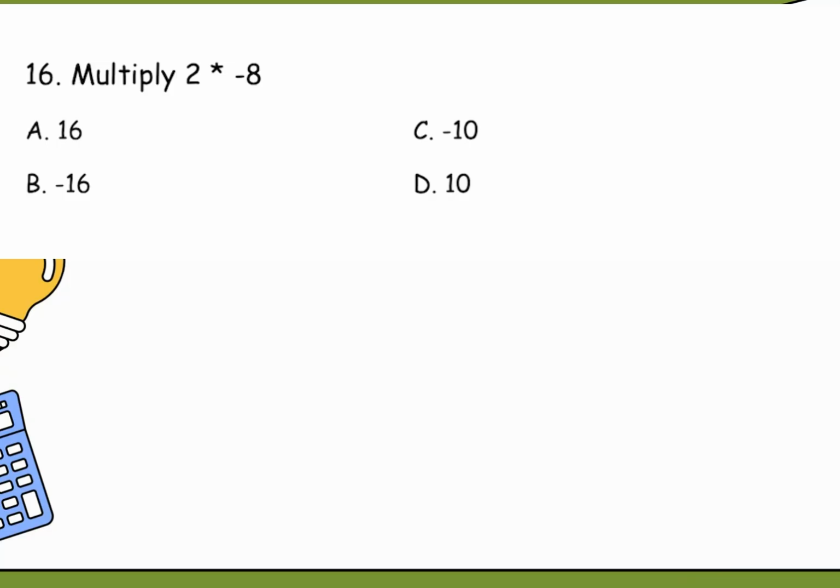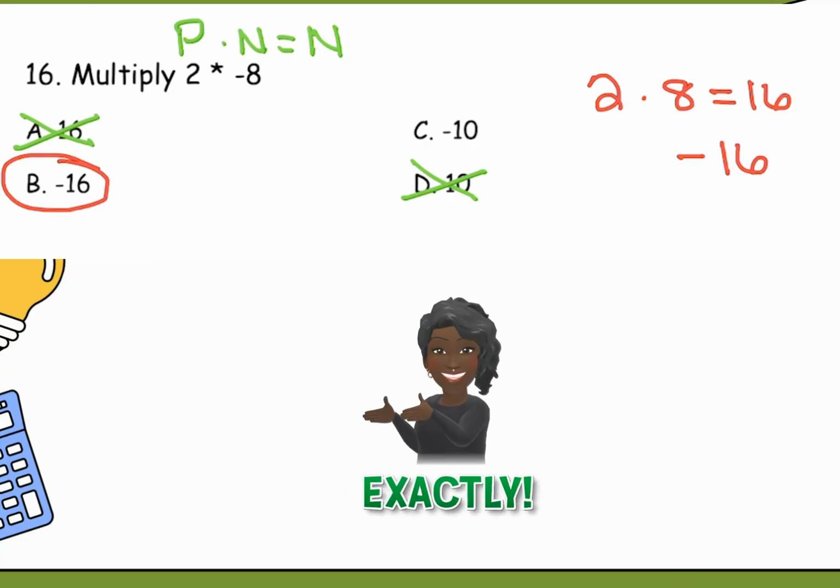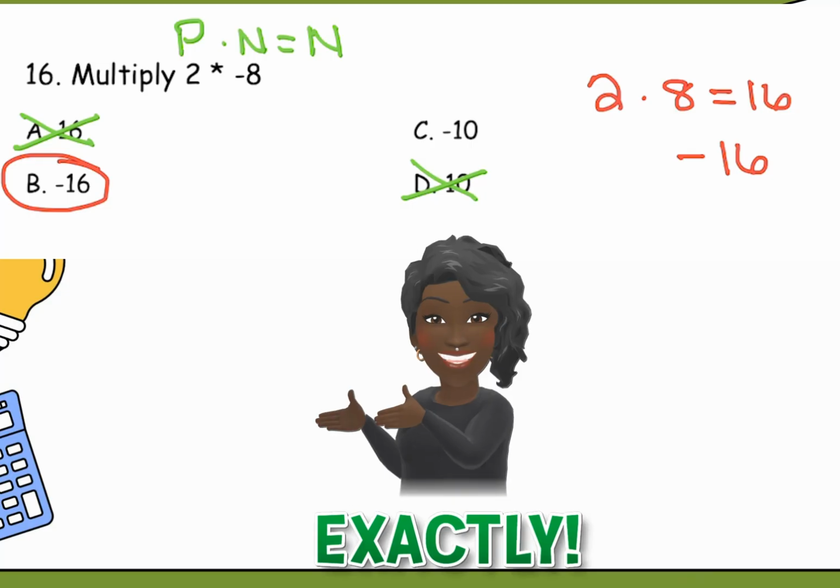Question 16, we're going to multiply 2 times negative 8, which is a positive number times a negative number. We know that's going to give us a negative answer. So let's mark out the positive answer choices and let's continue with the problem. 2 times 8, 16, and that means our answer is a negative 16. Letter B is our answer.